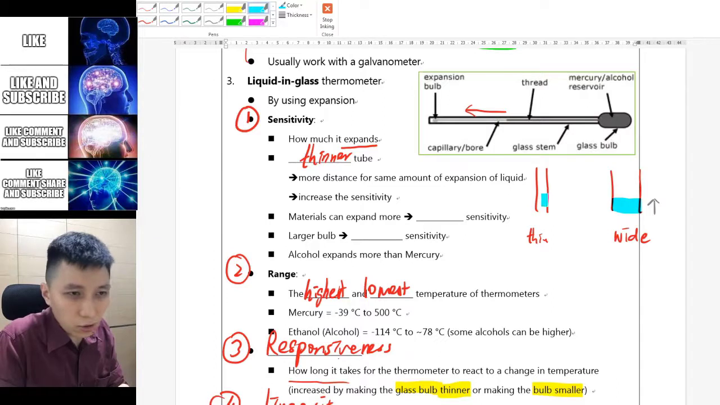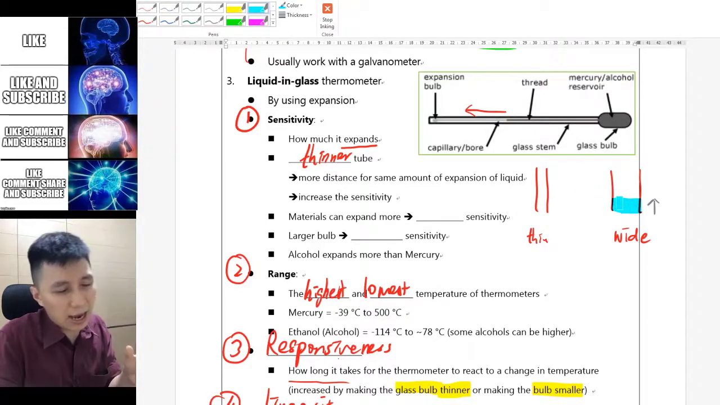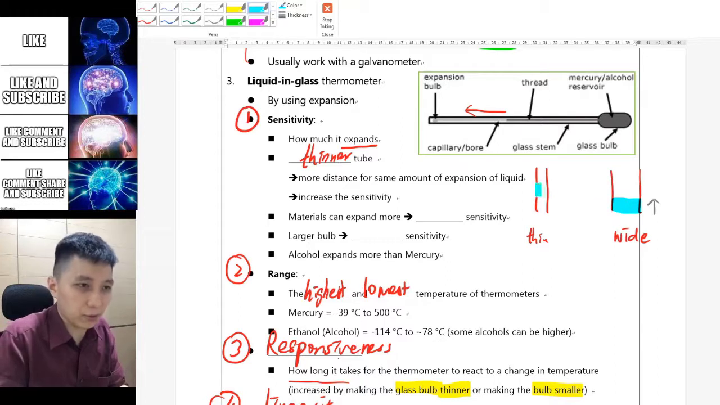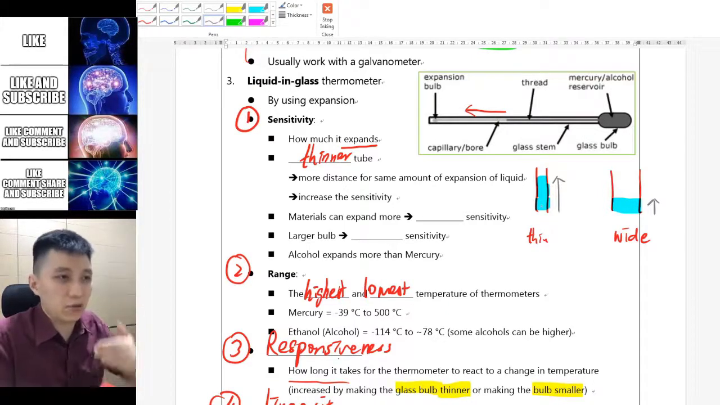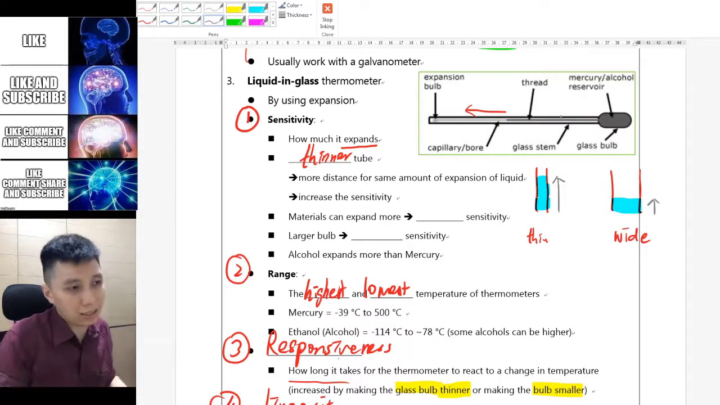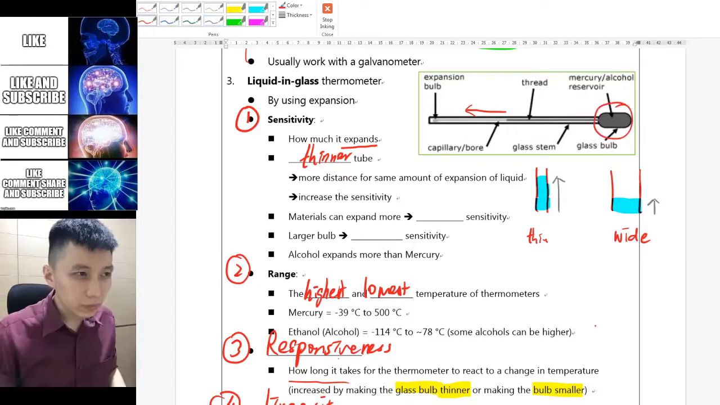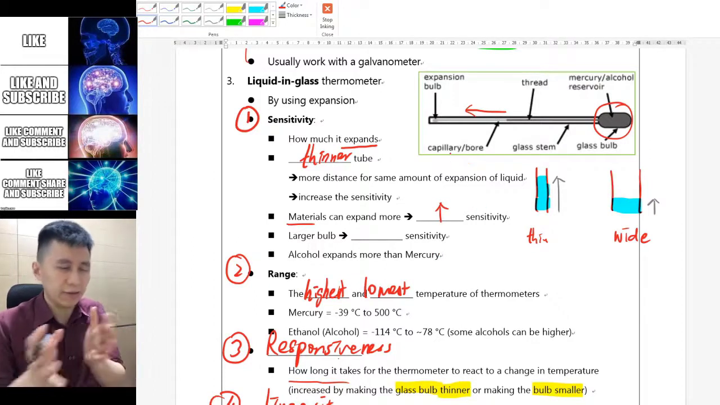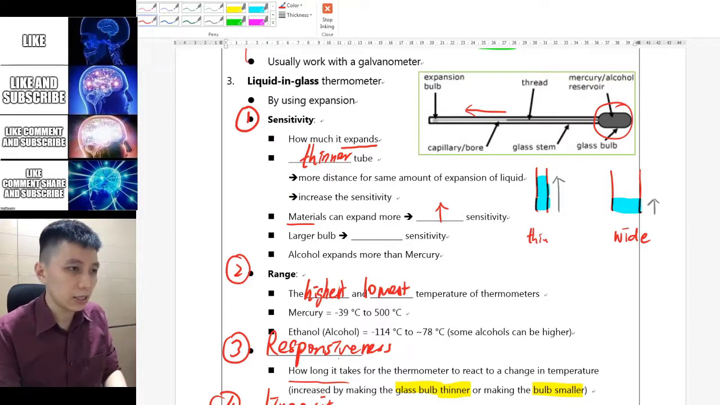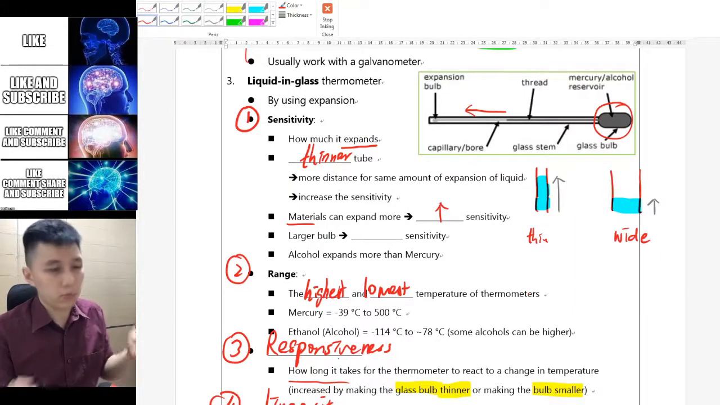Then for the thin one, it's not going to be the same, because the increase of volume has to be constant, and therefore it's not just this, it's probably something like this much more. And therefore in terms of the length, it will increase more, so you can see more easily, and that means it's more sensitive. So other than changing the tube itself, you can also change the liquid, the material inside. Choose one that can expand more, can apparently increase the sensitivity, because that eventually will go further in distance. So for example, alcohol can expand more than mercury.